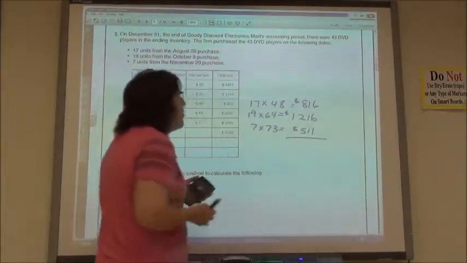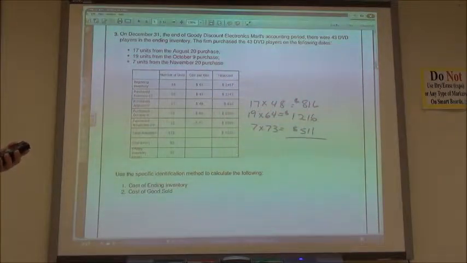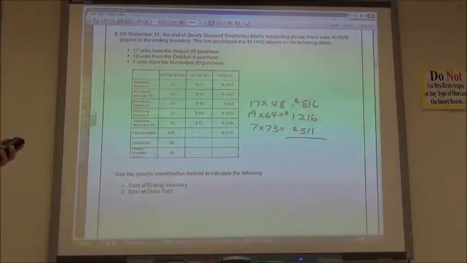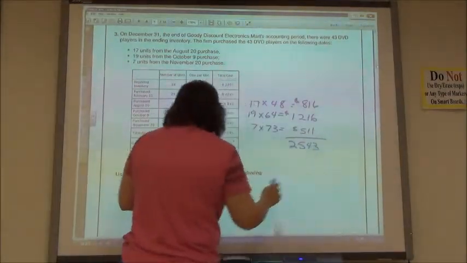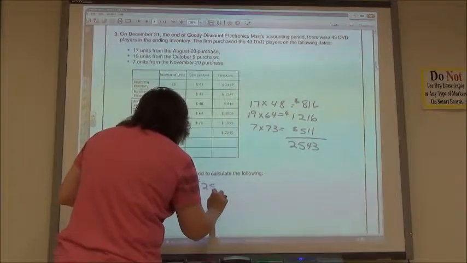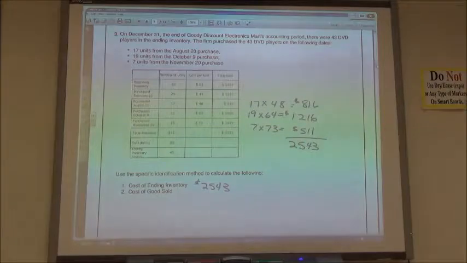And then again, we want to find the total value of our inventory. So if we add those up, $2,543 would be the value of our inventory if we do the specific identification method.